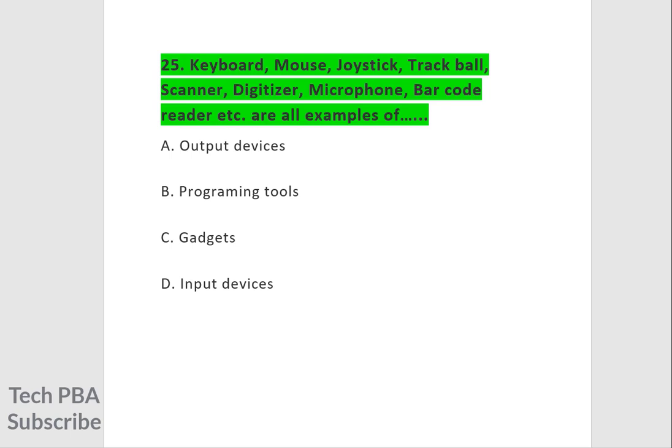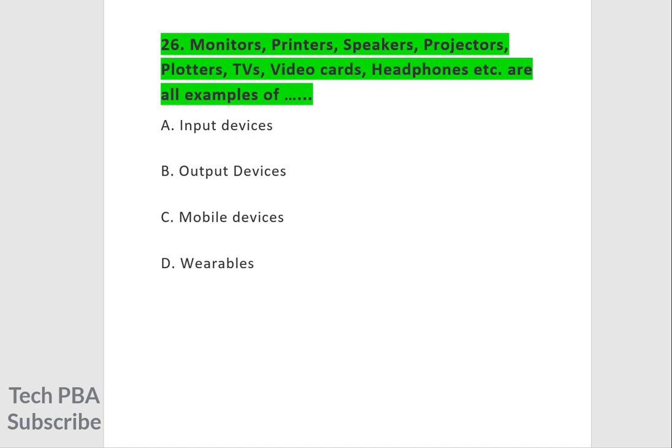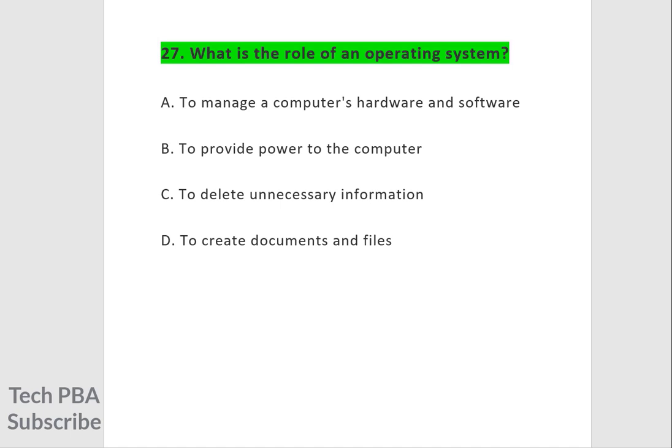Question number 25. A keyboard, mouse, joystick, trackball, scanner, digitizer, microphone, barcode reader, etc. are all examples of. The correct answer here is option D, which is input devices. Question number 26. Monitors, printers, speakers, projectors, plotters, TVs, video cards, headphones, etc. are all examples of. The correct answer here is option B, which is output devices. These devices are all examples of output devices. Option B, correct answer.